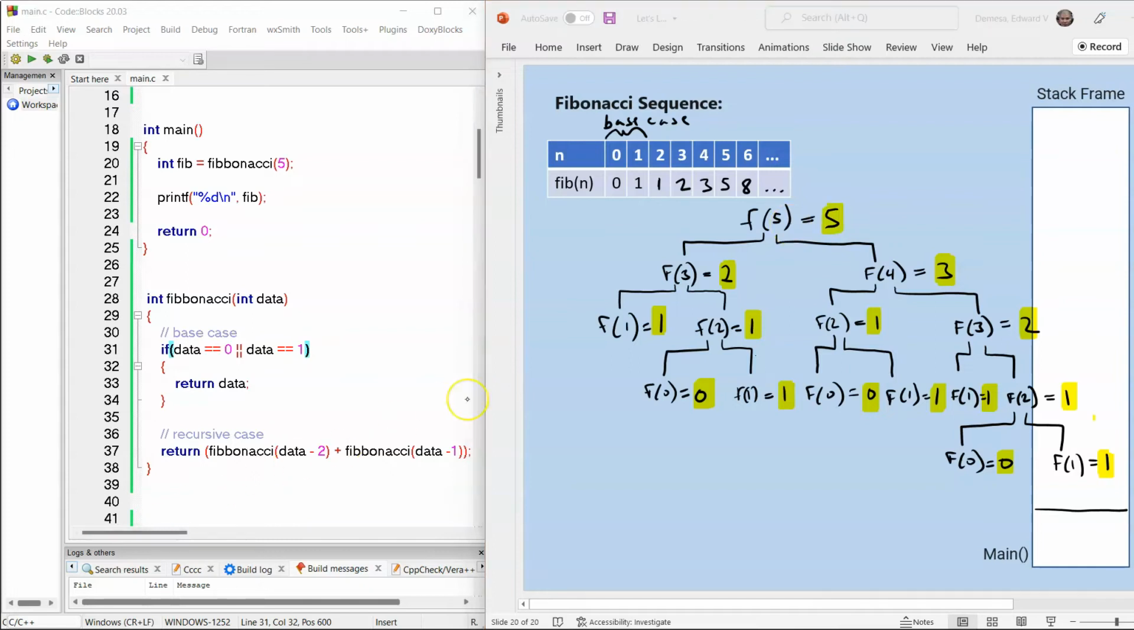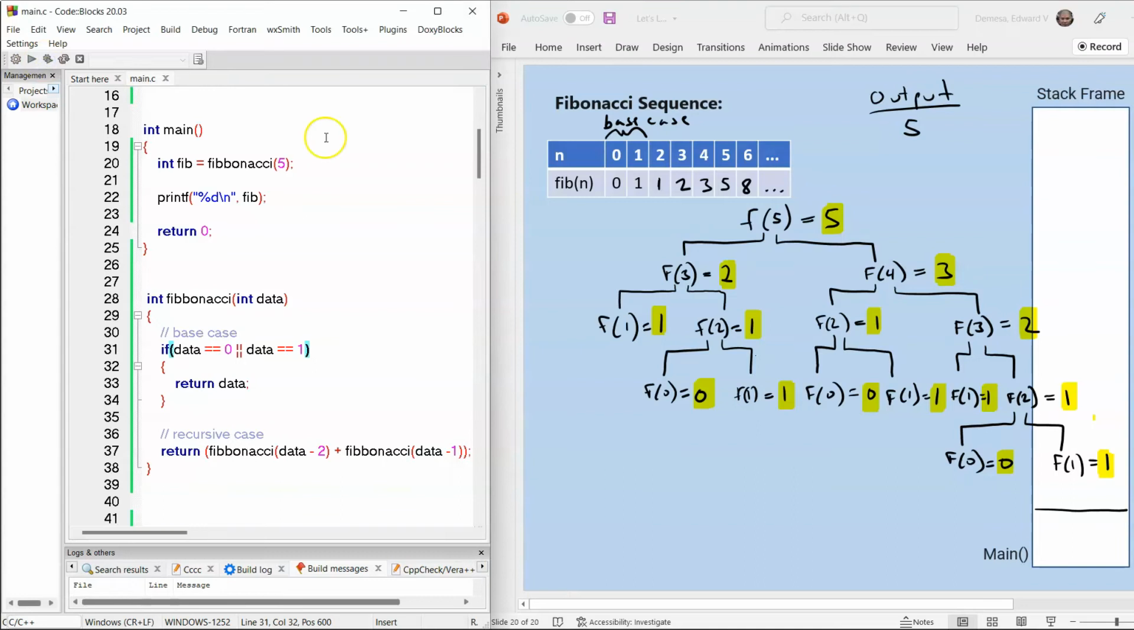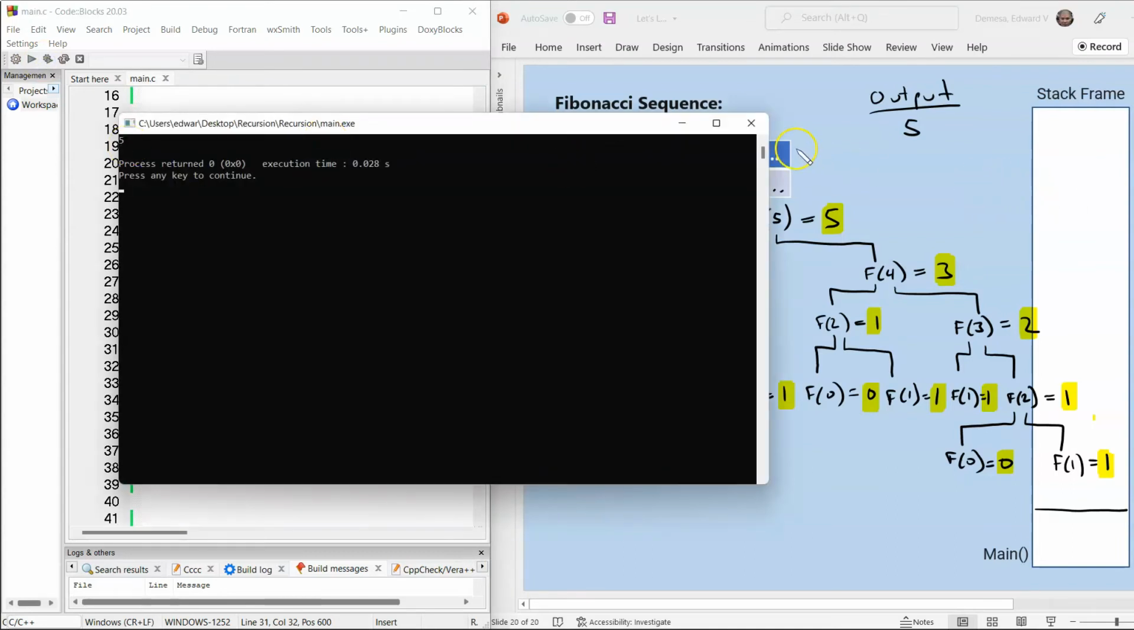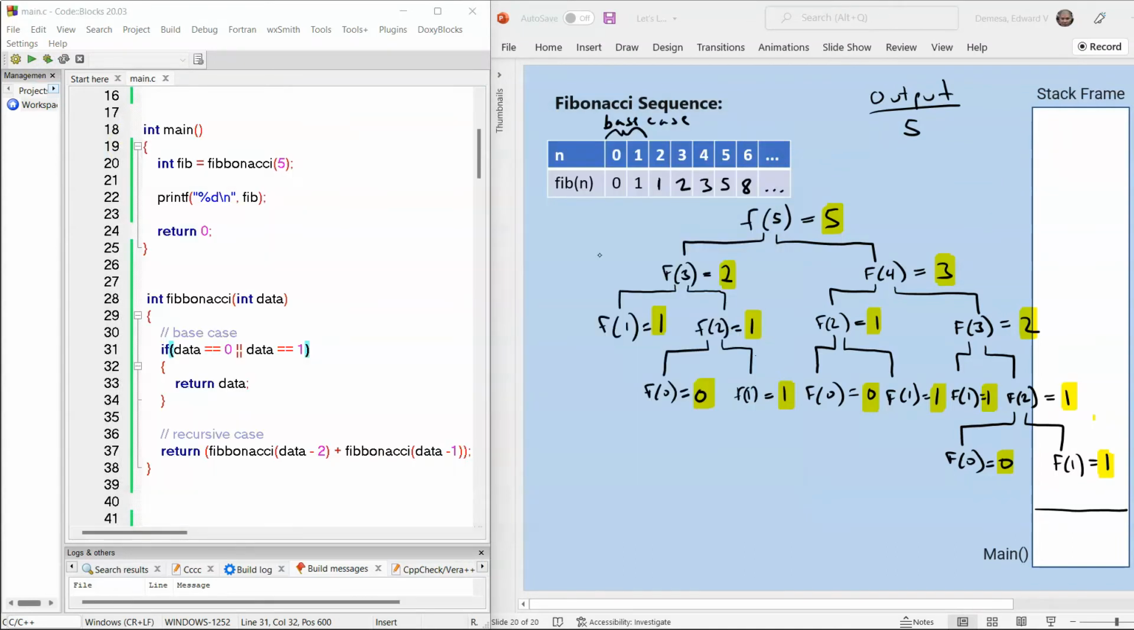And once f of 5 function is completed, the control then goes back to main, and the output is 5. So I'll write the output up here, which should be 5. And let me compile it one more time. There it is, 5.